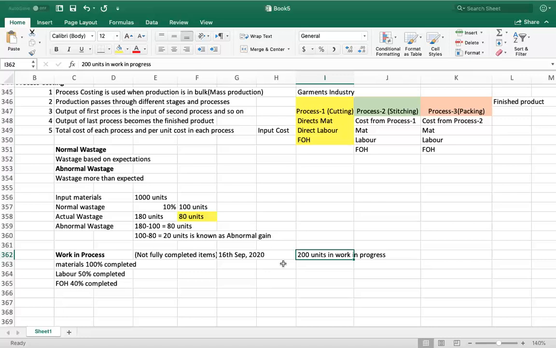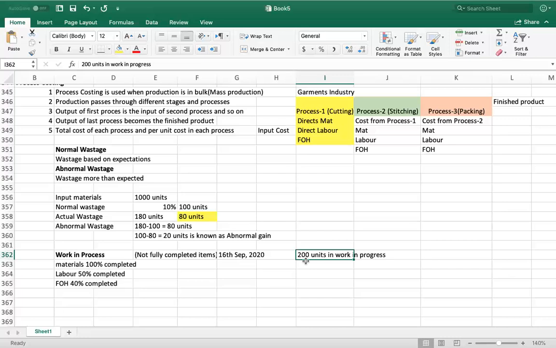Closing. Very good. So this will be our closing work in progress inventory. What is closing and what is opening? I will tell you. Today, whatever is left, that is closing, but the same amount, same item, tomorrow it will become your opening.